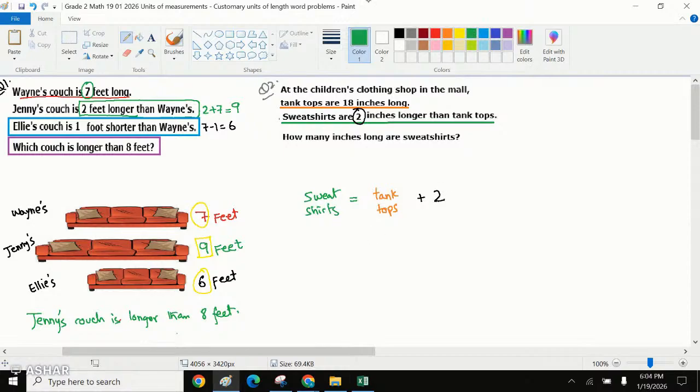So can we say this would be equal to the length of the tank top, which is 18, plus 2? 18 plus 2 is 20 inches, right? That means the length of a sweatshirt is 20 inches. Yes, thank you, Precious. Okay. So this is just the basics, right? We are comparing 1 or 2 values to find the missing value. Okay.